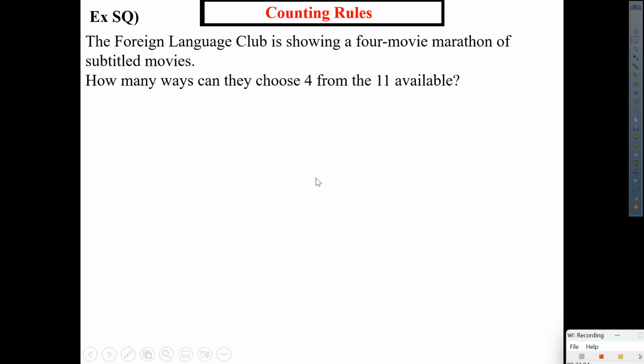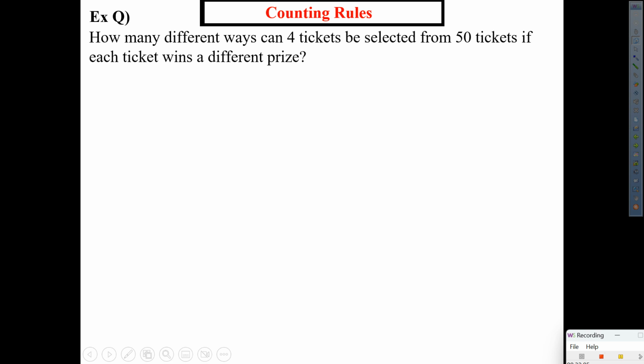So with that said, let me go back to that one. Example Q. Write your formula. We still have time. Find me how many different ways can 4 tickets be selected from 50 tickets if each ticket wins a different prize? Copy and go.